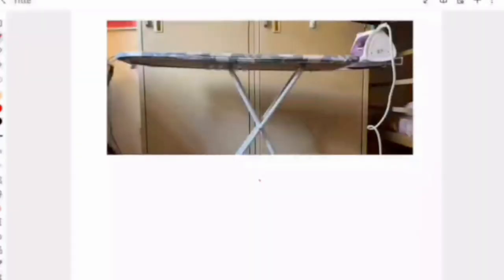First, let's identify all the forces acting on the ironing board. First, the weight of the board WB acts downward at the center of the board. Second, the weight of the iron WI acts downward at the position where the iron is placed. Third, there are two normal forces N1 and N2 at the two pivot points where the board is connected to its leg.